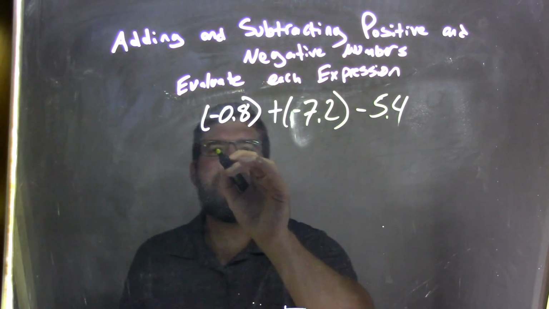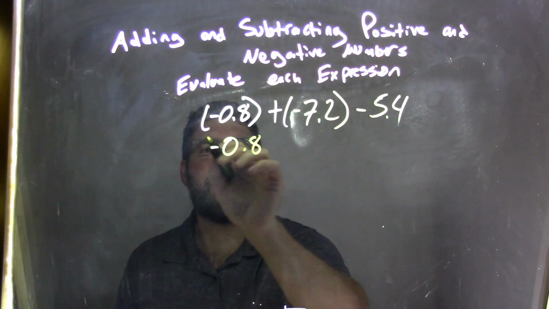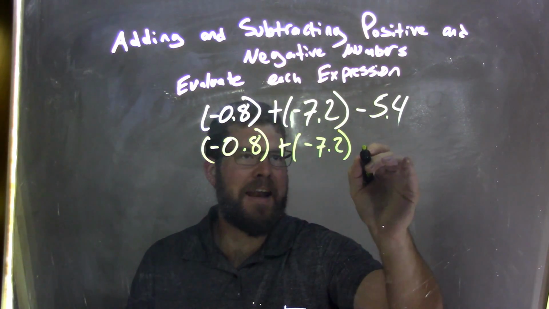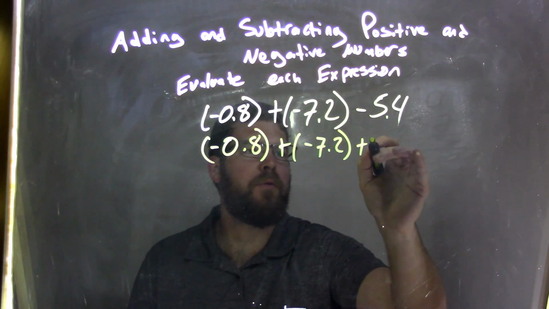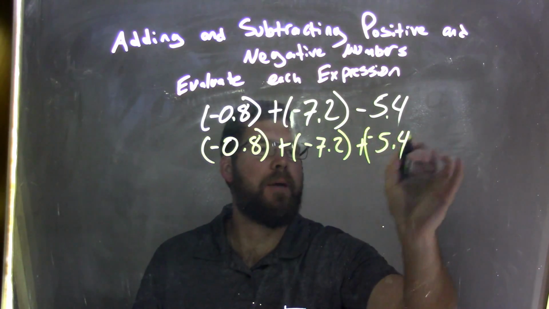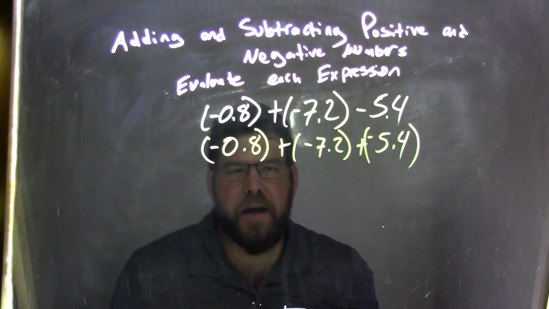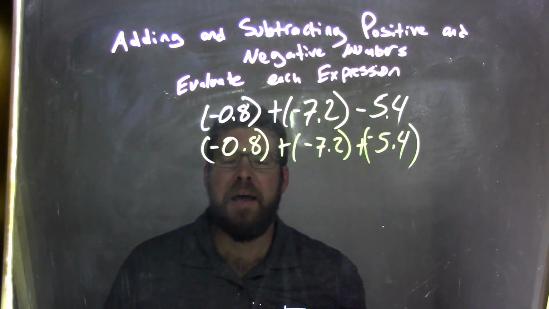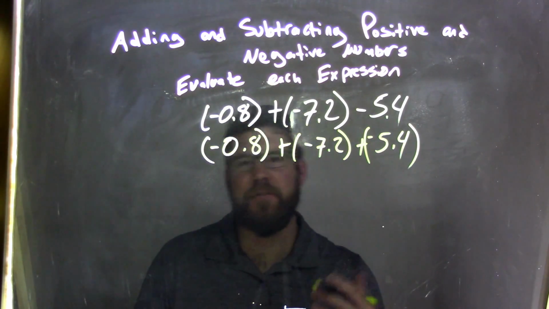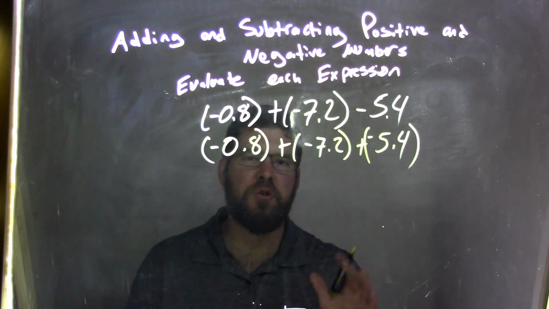just rewrite this as negative 0.8 plus a negative 7.2 and make them all adding negative. So that's subtracting 5.4, plus a negative 5.4. Okay? And I'll put that in parentheses as well. So now I just need to add all these together. Well, you can try to add them all at the same time or add them in different parts. It's up to you. I'm just going to do it in two parts here.